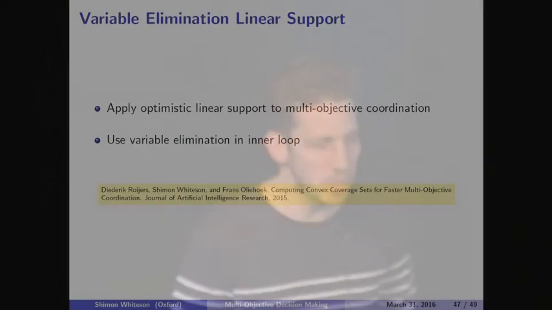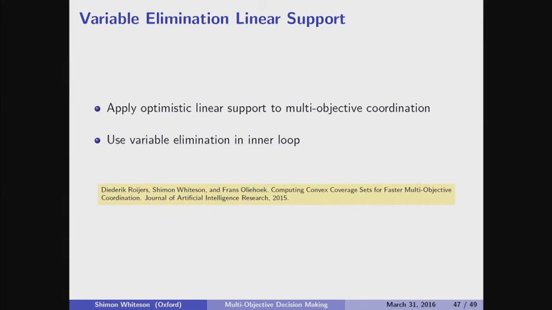What we can also do is take an outer loop approach. We can take this optimistic linear support framework I described earlier, just stick variable elimination in as the single objective solver, and we're done. This is an algorithm we call variable elimination linear support.